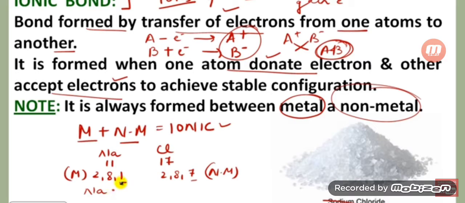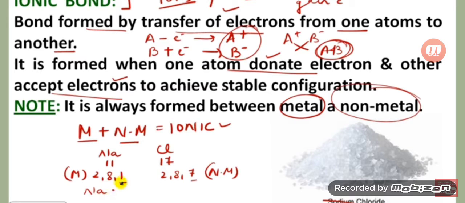Now let us see chlorine. The atomic number of chlorine is 17. So the electronic configuration is 2, 8, 7. Here 7 electrons are there in the outer shell of this non-metal. Now, you know to complete the shell you need 8 electrons in the outermost shell. Here you can see chlorine is having 7 electrons only. That means it needs one more electron so that it completes the octet.